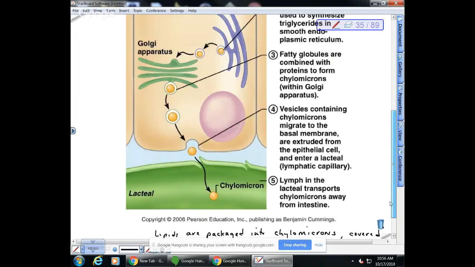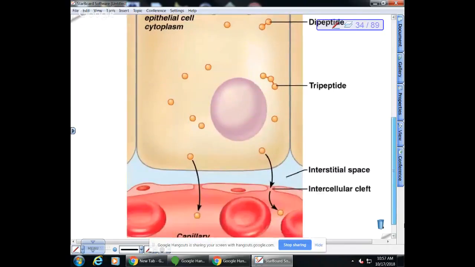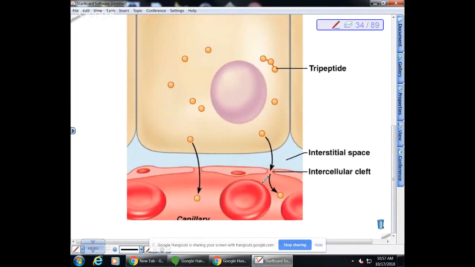So if it is not a lipid, but a nutrient that can be broken down, transported, and is soluble in water, it gets picked up by the capillaries. You'll notice here is a trypsin. This is chymotrypsin, another type of trypsin. What these do is break down proteins into amino acids. Trypsin would break the peptide bond right between those two amino acids. And then the amino acids get transported to the inside, right?